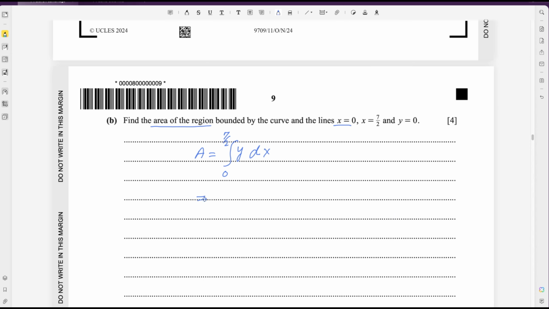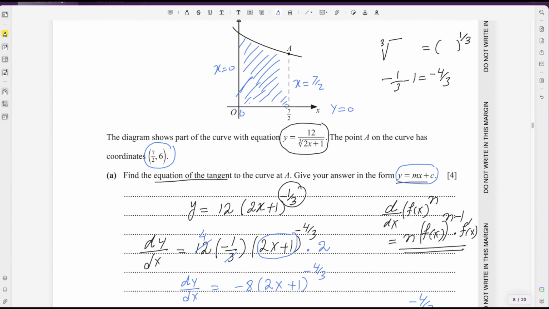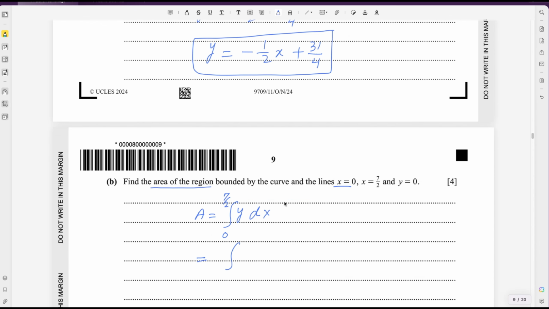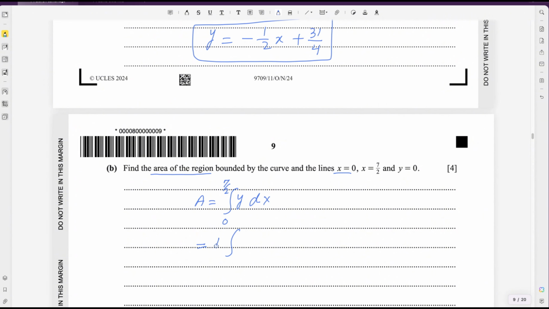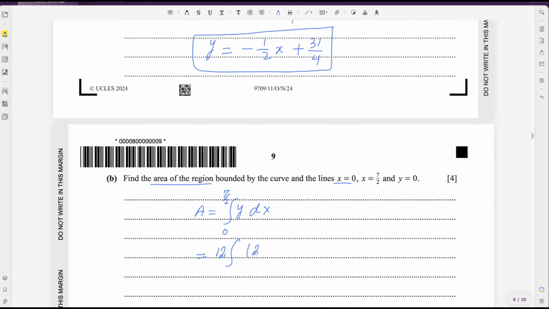Now substitute the value of y, and also we are using this limit from 0 to 7 over 2 because we need to find the area from 0 to 7 over 2, and the curve is this one. Better you write it this way. We will use this value of y instead of this one because this one you can easily integrate. So we'll write here 12. I will keep it out of the integration, and the other value is (2x plus 1) power minus 1 over 3 dx.